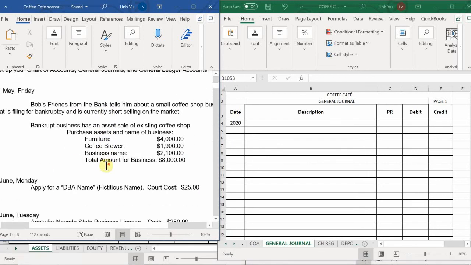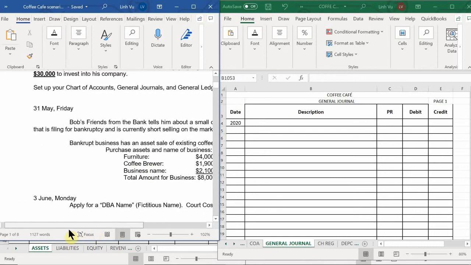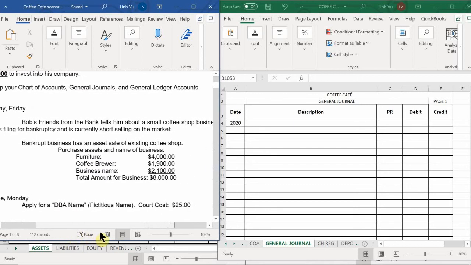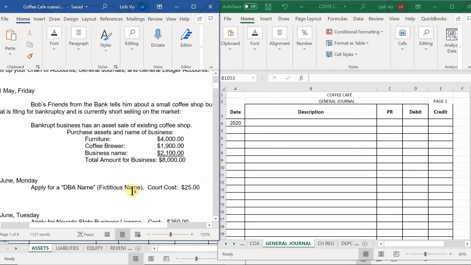So then let's see what happened next. On June 3rd, Monday, we decide to apply for a DBA name, which is a business license here. So in this case, we applied for a business license. And the court costs for this one, well, in this case, we're trying to change the name. And we changed the name, which cost us $25.